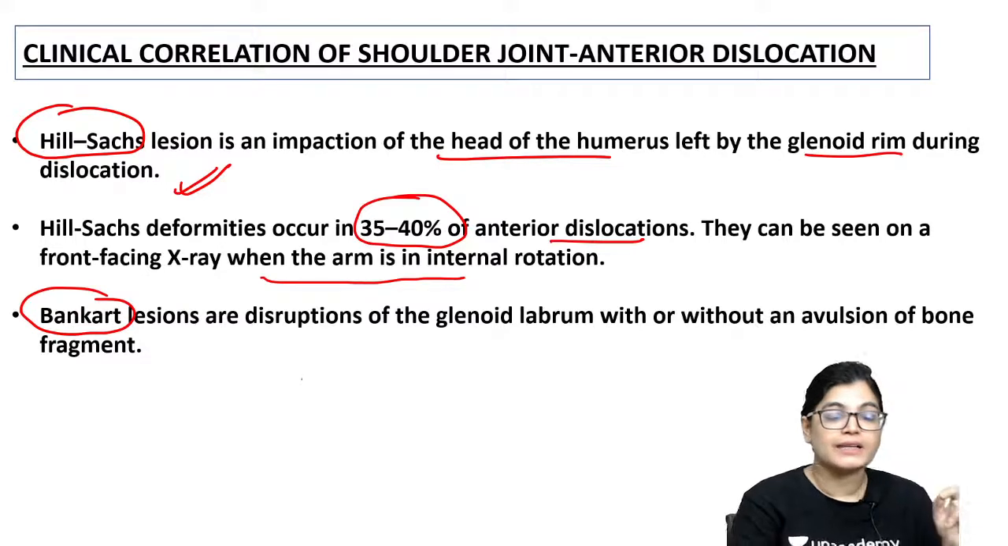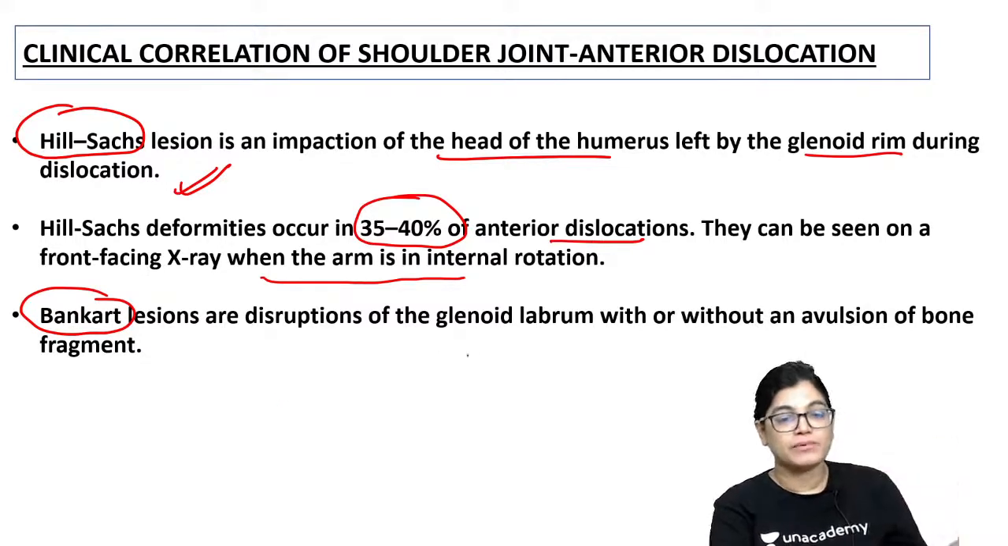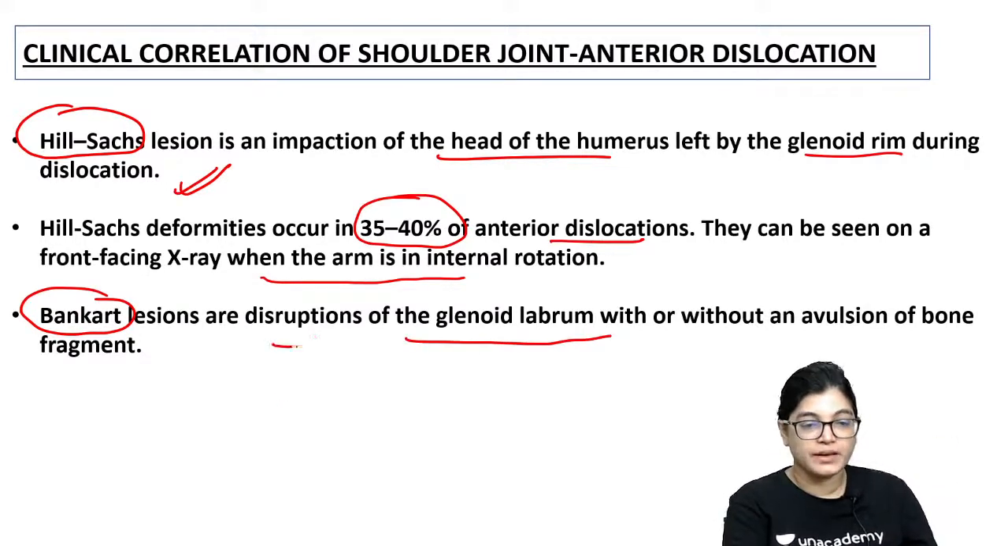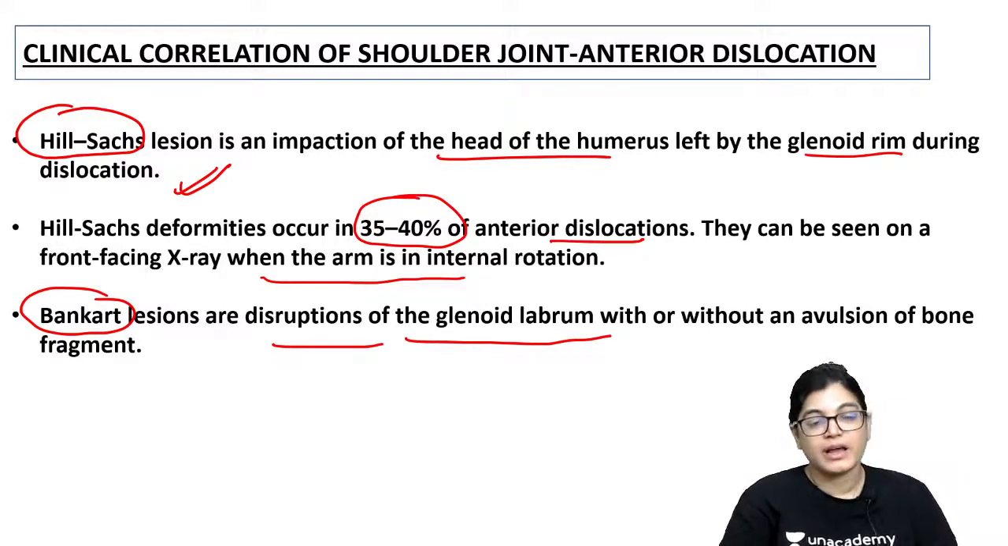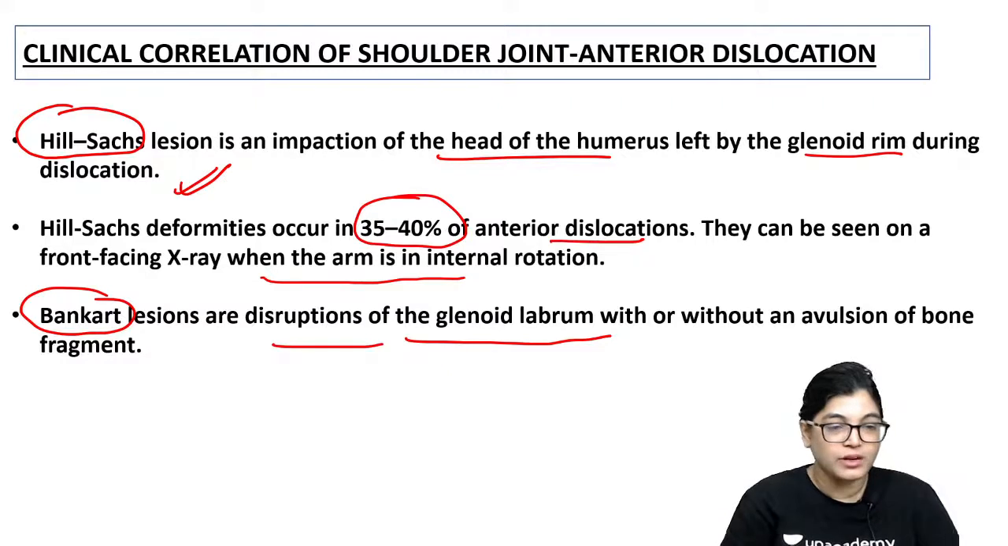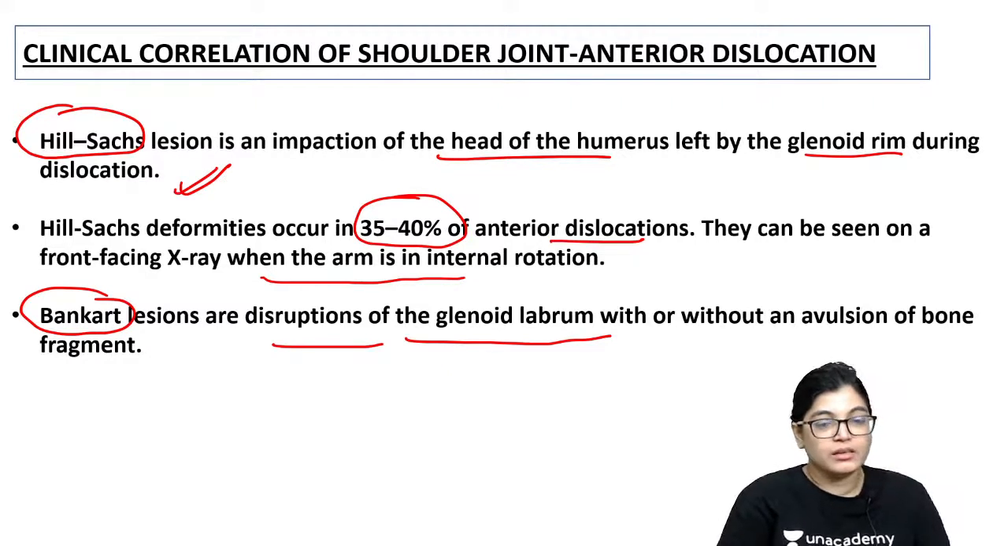In Bankart lesion, what will happen? The glenoid labrum is disrupted. There is injury or tear of the glenoid labrum, which was not seen in case of Hill-Sachs. In Bankart, you can clearly see the disruption of the glenoid labrum, which will have an avulsed part of the bone fragment, or sometimes no bone fragment. So this is the difference between Bankart and Hill-Sachs.